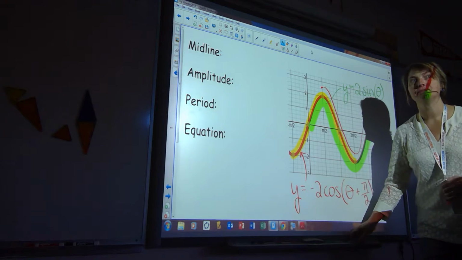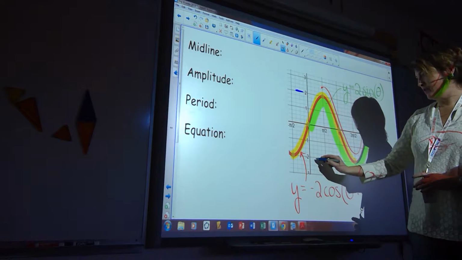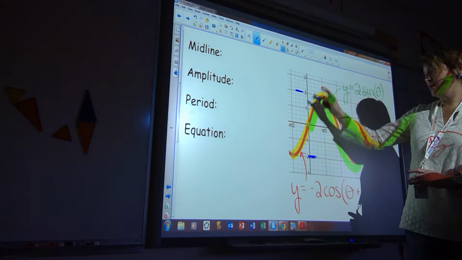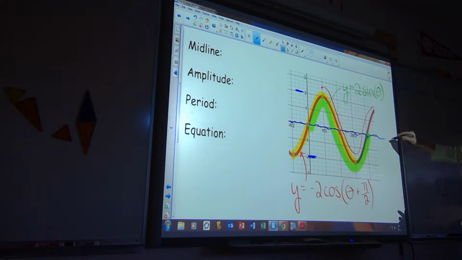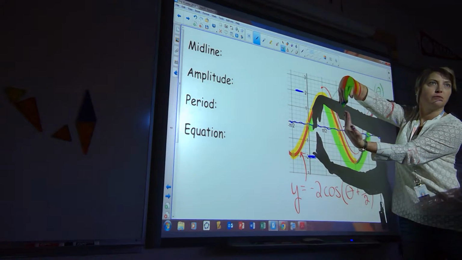Let's see, the midline. Well, we went up to 2, and we went down to -2, so the middle of that is 0. So if you're not sure about the midline, always look at the max and the min, and then find what's in the middle of those.